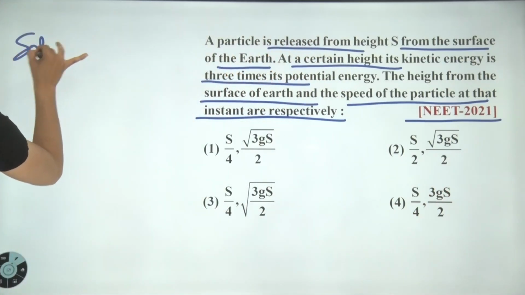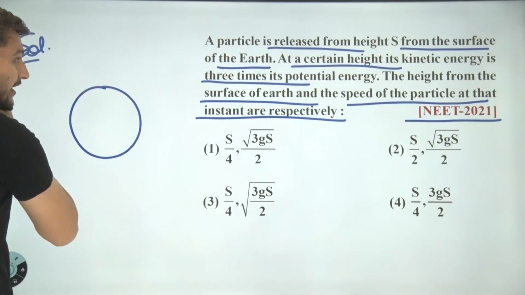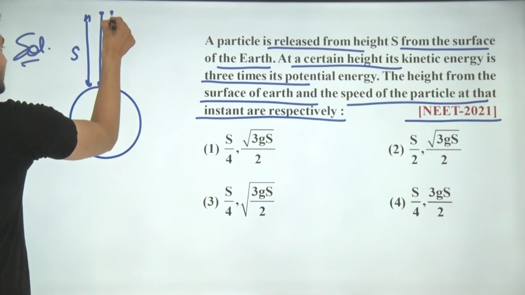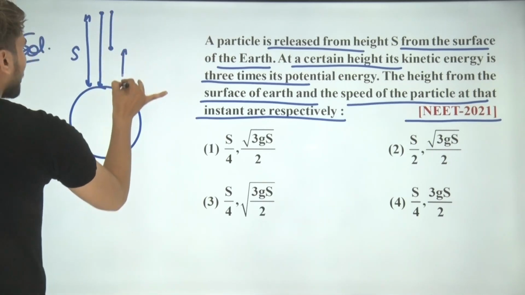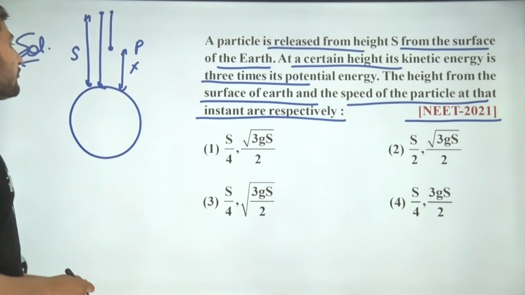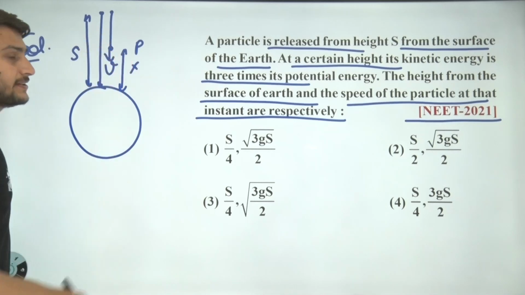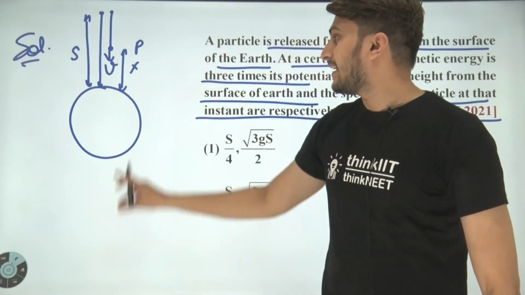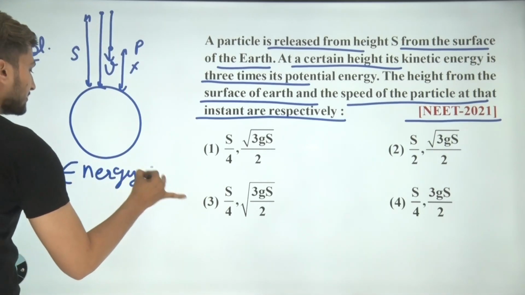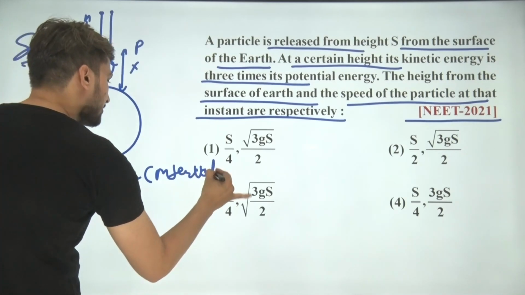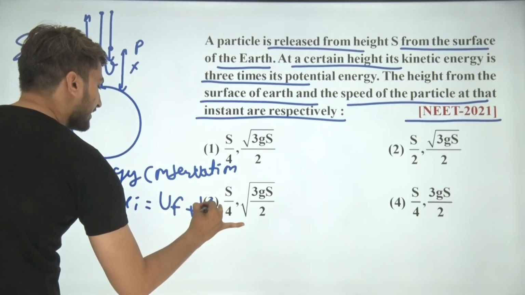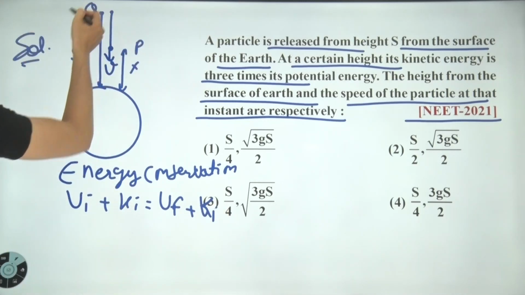Students, in this situation this is our earth, and initially the particle is at height S. After some time it moves some distance, and at a distance x from the surface it is at point P. We have to find the value of x and the speed v of the particle. By mechanical energy conservation, initial potential energy plus initial kinetic energy equals final potential energy plus final kinetic energy, between points Q and P.